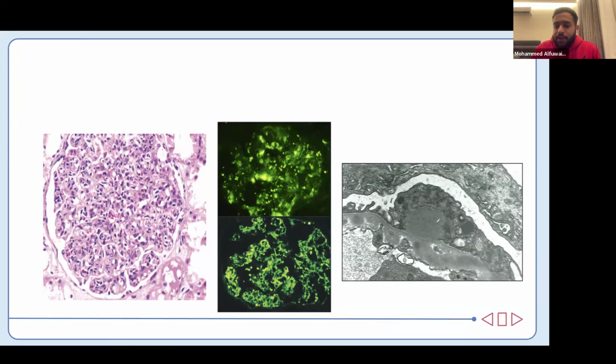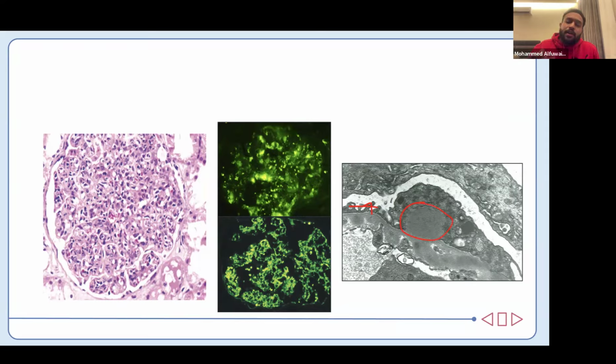Where is this deposition? In this case, it's a bit of a rare finding, but where do you see it? Is it subendo or subepi? Subepithelial, because this is the epithelium. You can see the podocytes, and it's subepithelial.